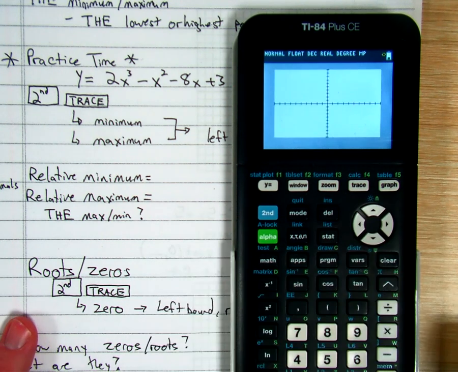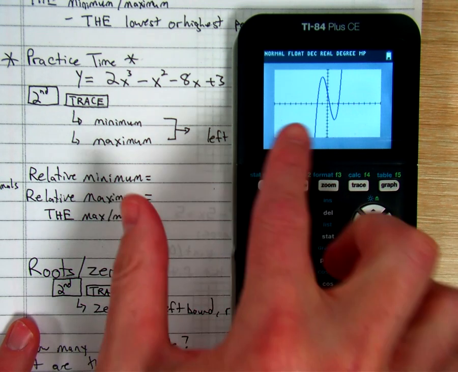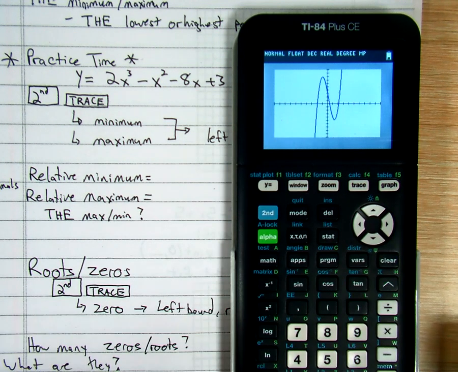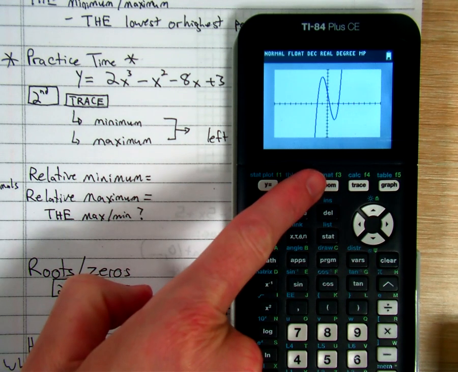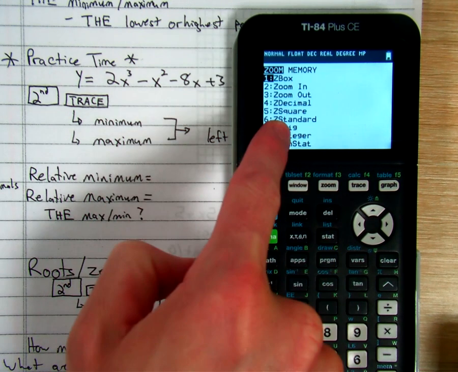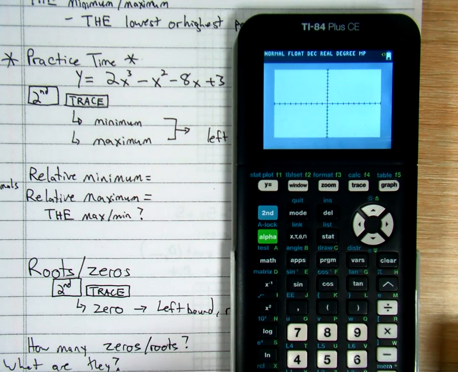Graph. And we should see something that looks like that. If yours looks like it is roughly the same shape as mine, but your screen looks weird, zoom, Standard, zoom 6, fixes a lot of problems on the graphing calculator. Okay, and there we are.